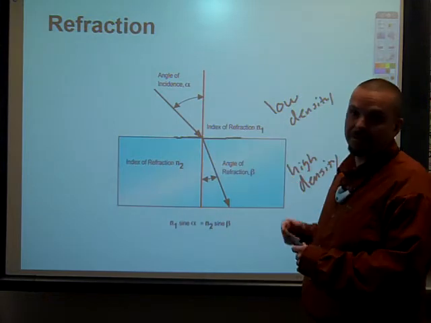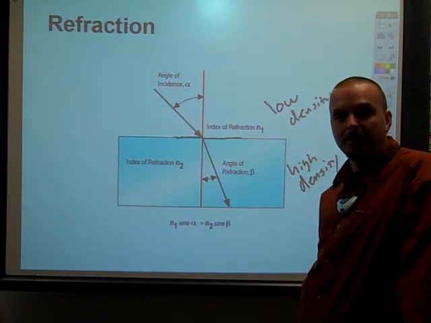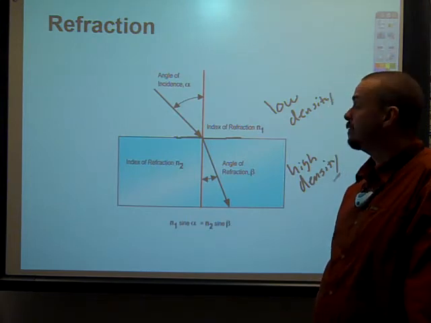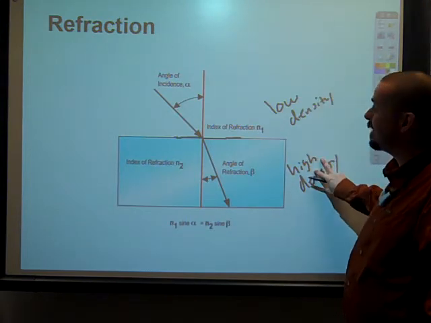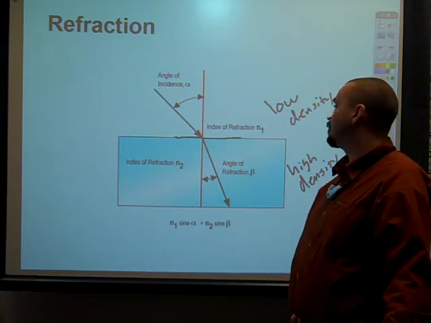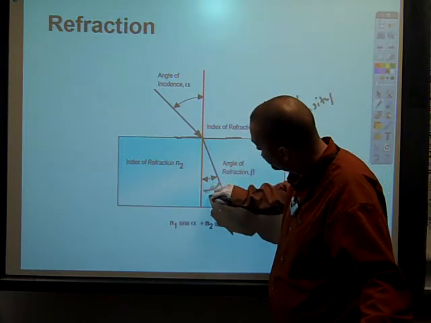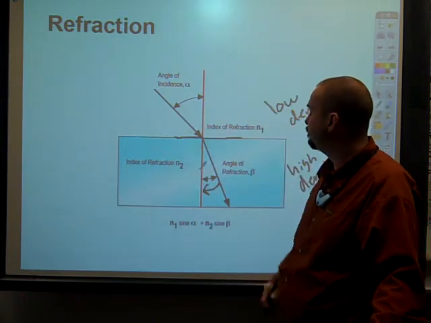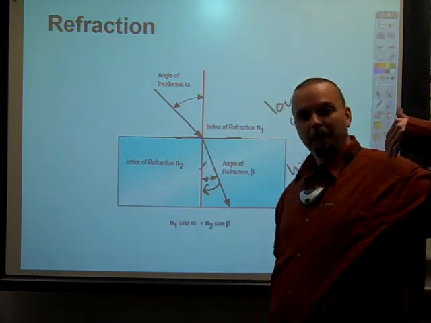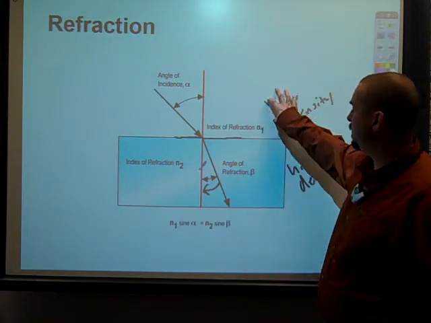As it goes from low density to high density, that's actually going to change the speed of the wave. It's going to slow it down. In the case of light, when light goes from low density to high density, it will actually slow that light wave down. And as it slows down, it actually bends the wave. In this case, you see it bent it towards this imaginary line called the normal. It bends the light, it changes its direction as it goes from one medium to the next.